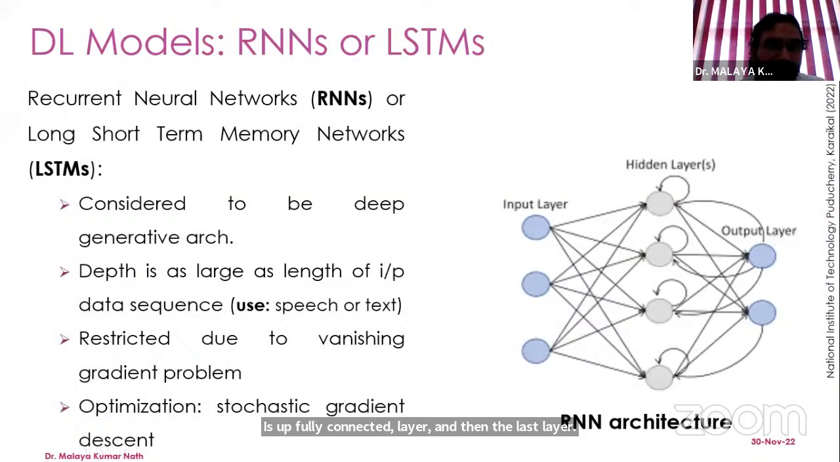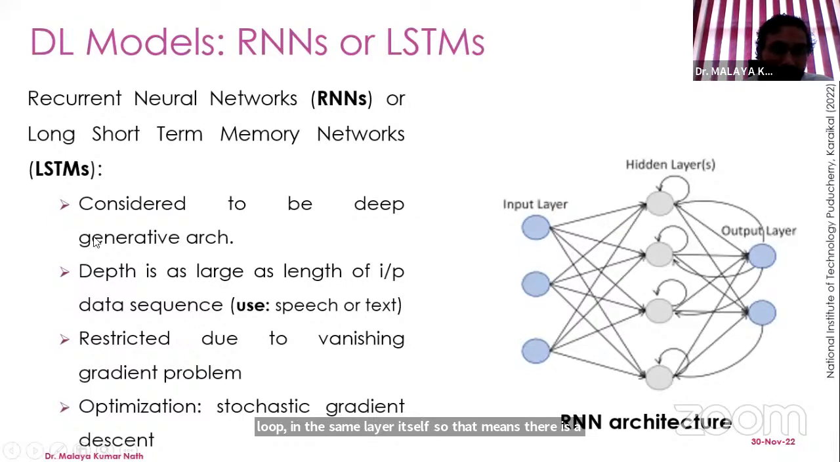The next category of deep learning model is the recurrent neural network, popularly known as long short-term memory networks. So what is this long short-term memory network? If we look into the recurrent neural network architecture, it has an input layer, a hidden layer, and an output layer. And if we look into this structure, there is a feedback from the output to the hidden layer, or there is a loop in the same layer itself. That means a memory is associated with it.